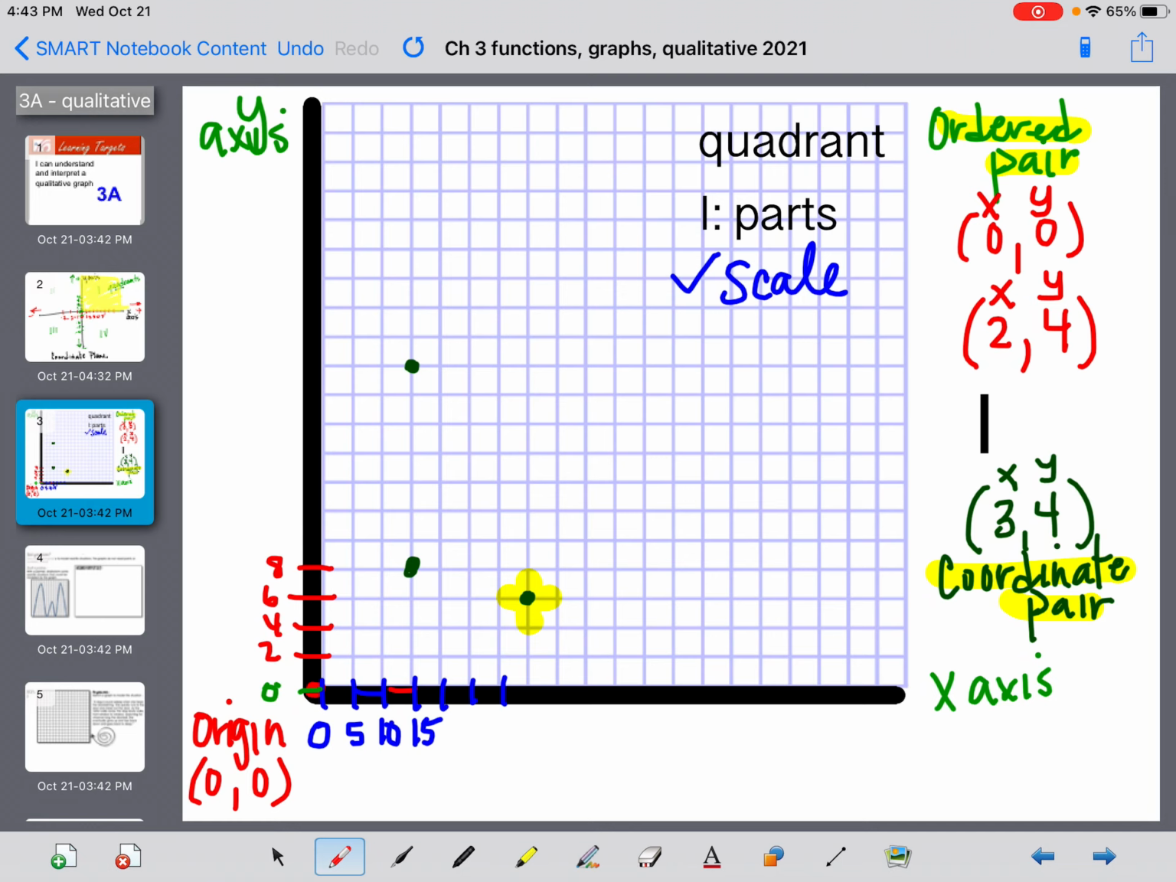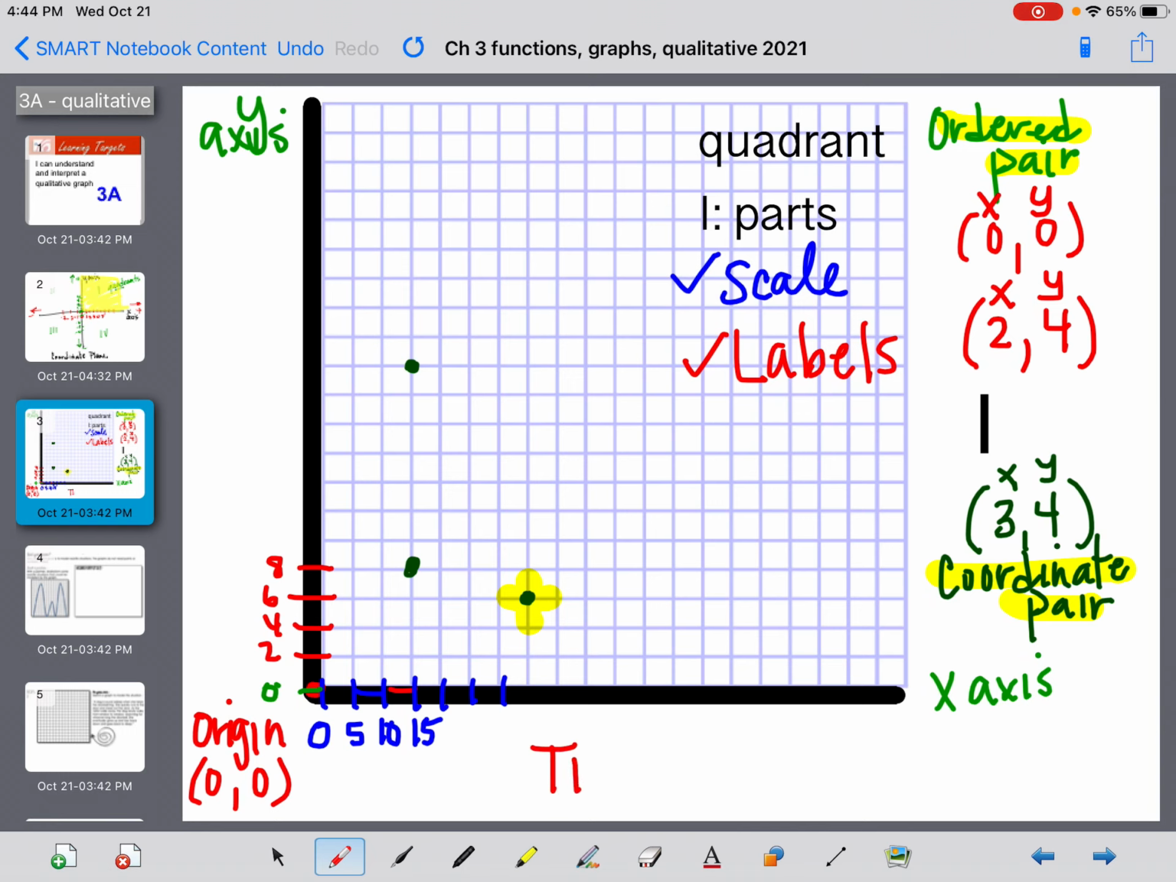Okay. The next thing that I always want to look for on my graph is the labels. And when I create a graph or when I'm using a graph to help me read data, I always want to look for my labels. I want to know what is being graphed on each of these axes. So each axis will have a label.